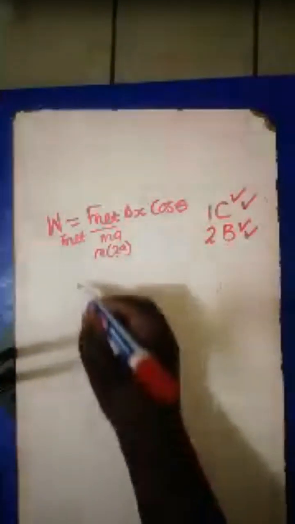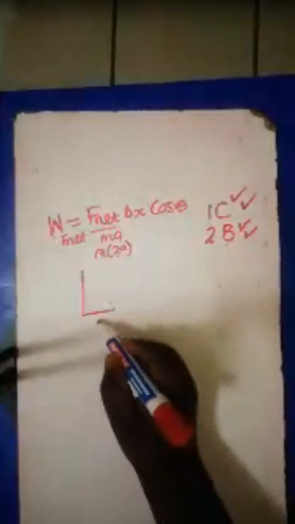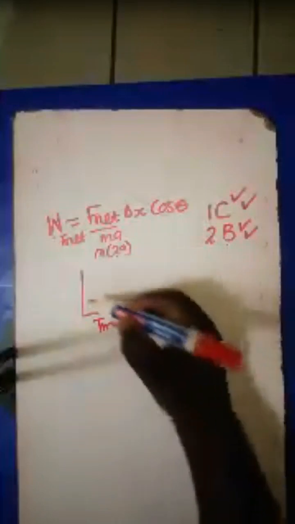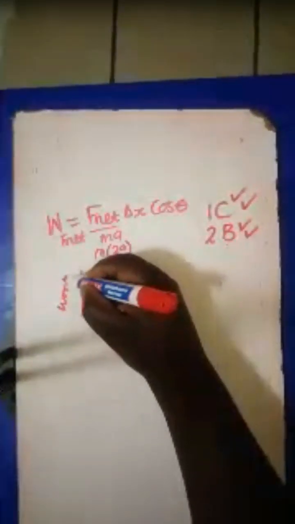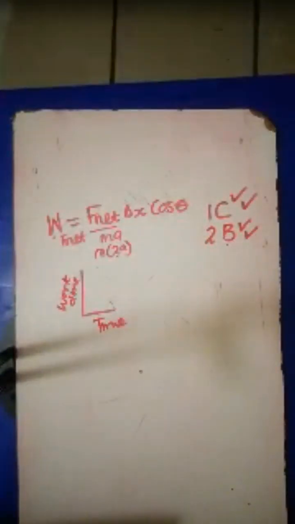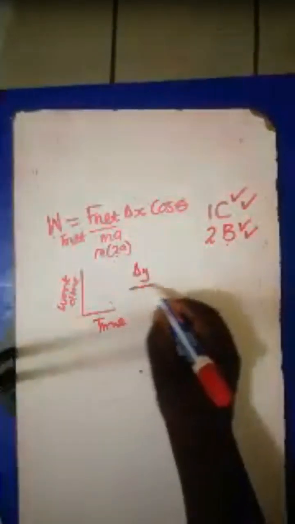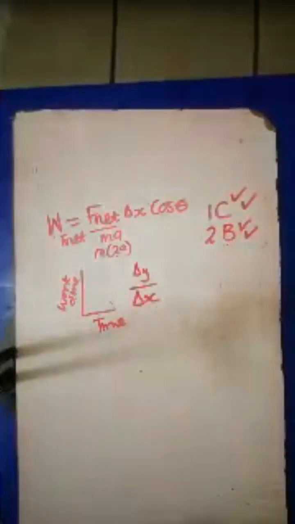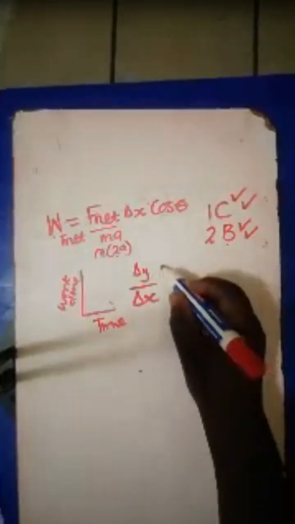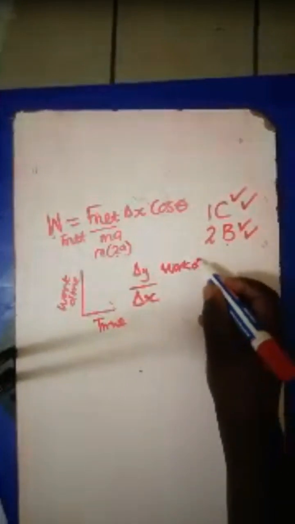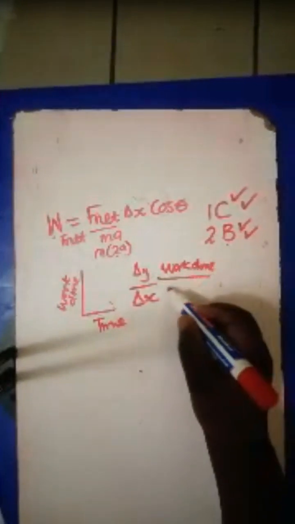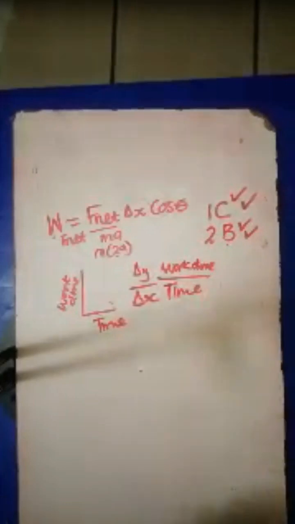Right, question number 3 was a diagram of time against work done. The question was saying, the gradient of the graph represents what? Remember, in maths, in physics, gradient is change in y over change in x. What is on the y-axis? Work done. What is on the x-axis? Time. What is work done over time in physics?